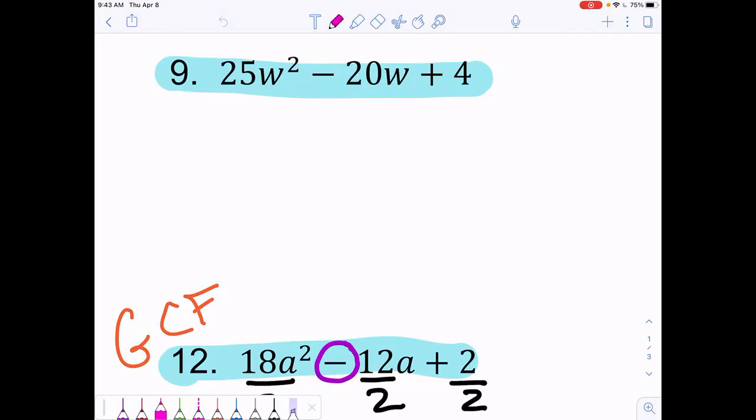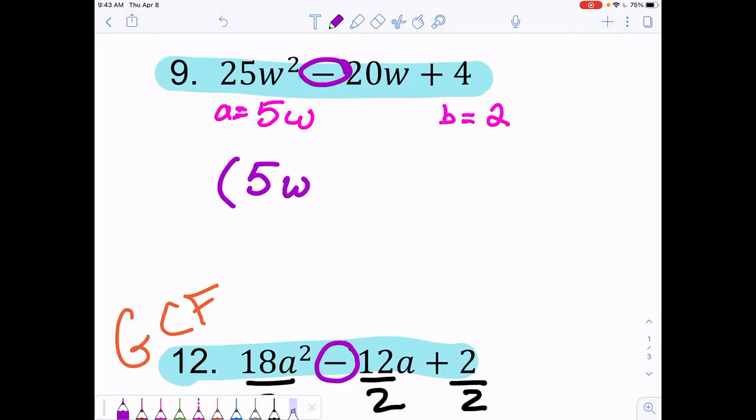TJ, what is the square root of 25w squared? And what is the square root of 4? Good, so 5w and then 2. Now, TJ, when we write our final answers, is it going to be 5w plus 2 or 5w minus 2? Look at that middle term. Yeah, 5w minus 2 squared. That's it. That's all there is to these problems.